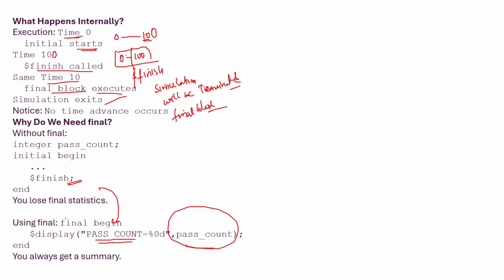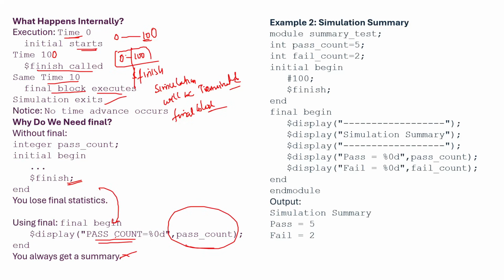So a summary we will get. You always get a summary in the final block. See, the simulation summary we are writing here: $display simulation summary, pass count, and then fail count. You ran 5 or 7 simulations in that. 5 passed and 2 failed, total 7 tests. Okay, why is it failing? We need to check that.